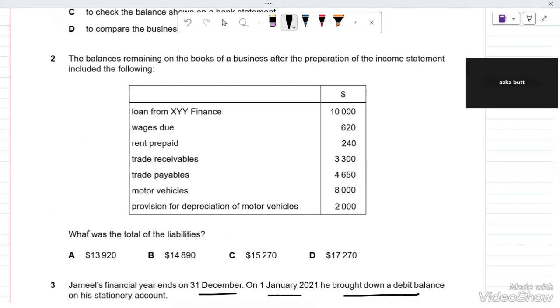Now let's see question number 2. Balances remaining on the books of a business after the preparation of the income statement included the following. We have to find the total liabilities. Loan from XYY Finance is $10,000. Wages due is also part of liability. Trade payables are also part of liability. So 10,000 plus 620 plus 4,650 is 15,270. So C option is the right option.